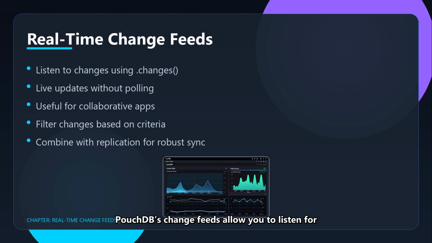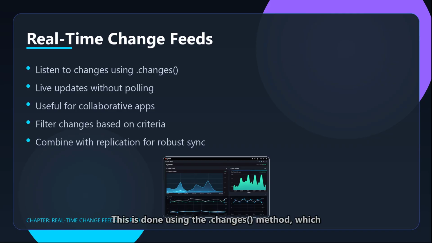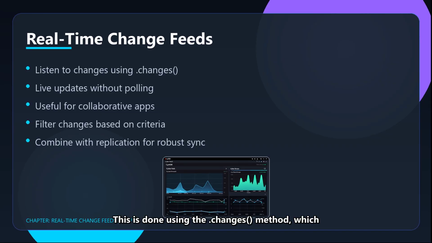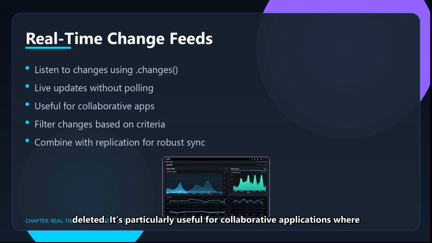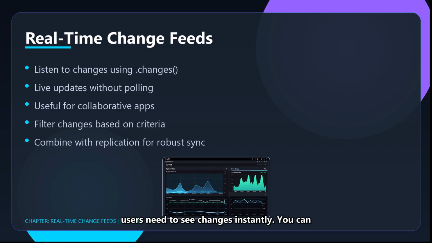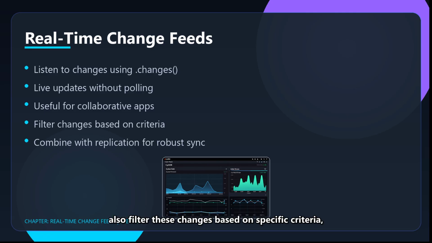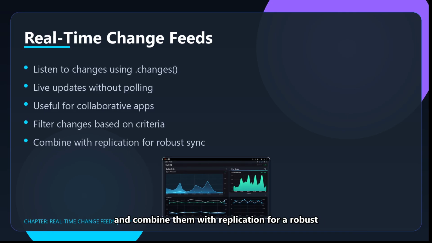PouchDB's change feeds allow you to listen for real-time updates without the need for constant polling. This is done using the changes method, which emits events whenever documents are added, updated, or deleted. It's particularly useful for collaborative applications where users need to see changes instantly. You can also filter these changes based on specific criteria and combine them with replication for a robust synchronization strategy.